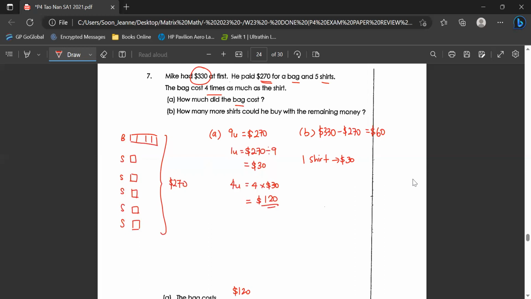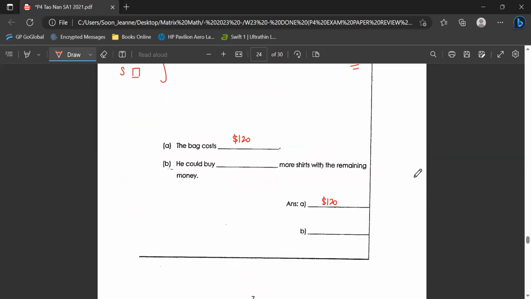So how many shirts can he buy with $60? So you know that $60 would enable him to buy 2 shirts, because 60 divided by 30. 2 groups of 30 give you $60. So your answer will be he could buy 2 more shirts with the remaining money. So you write a 2.